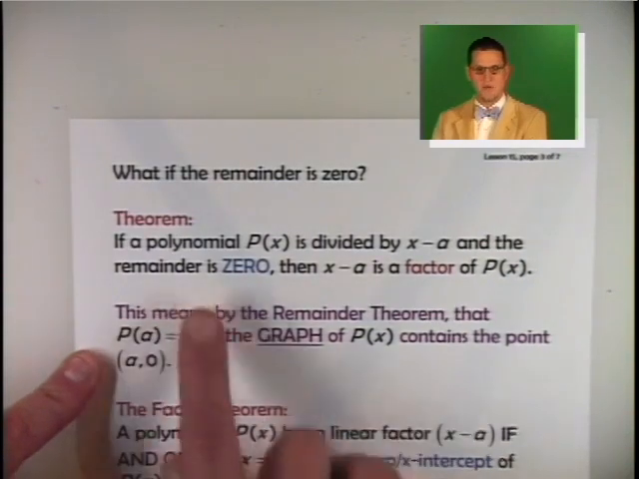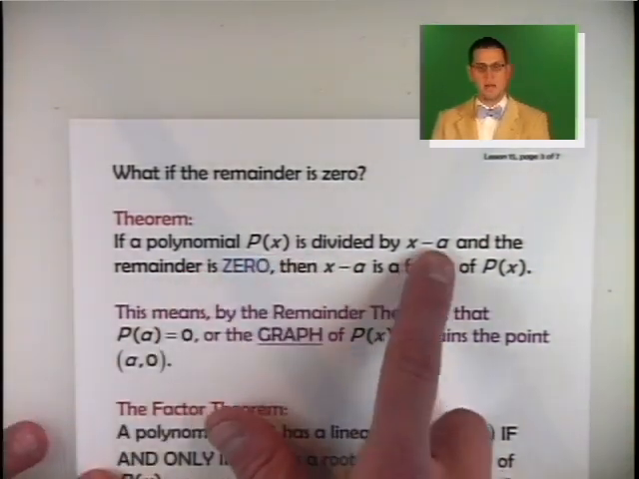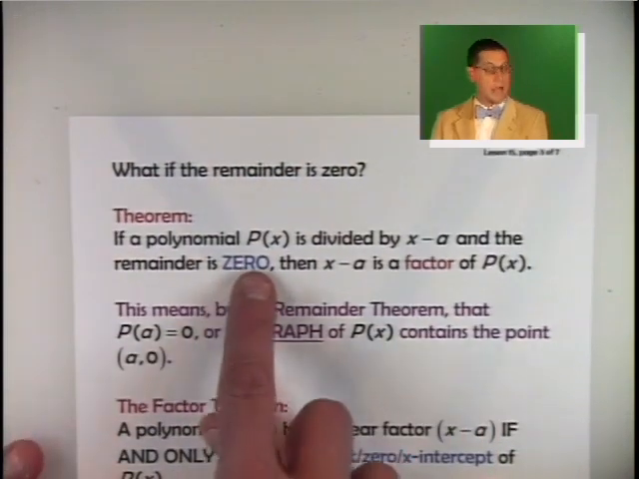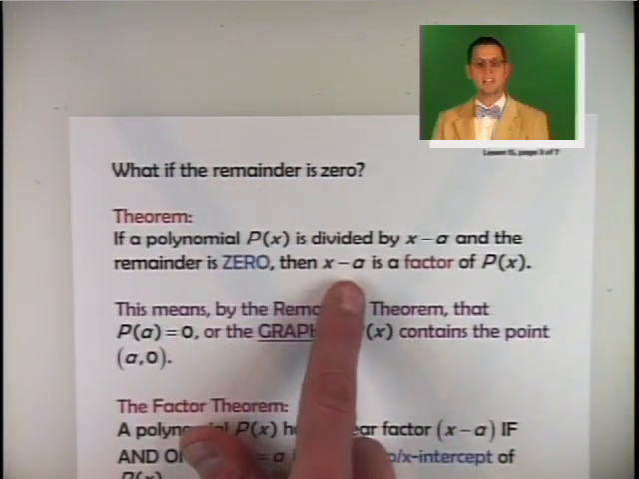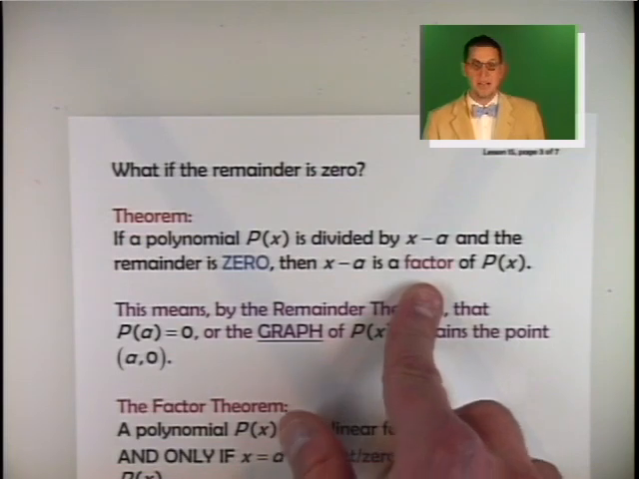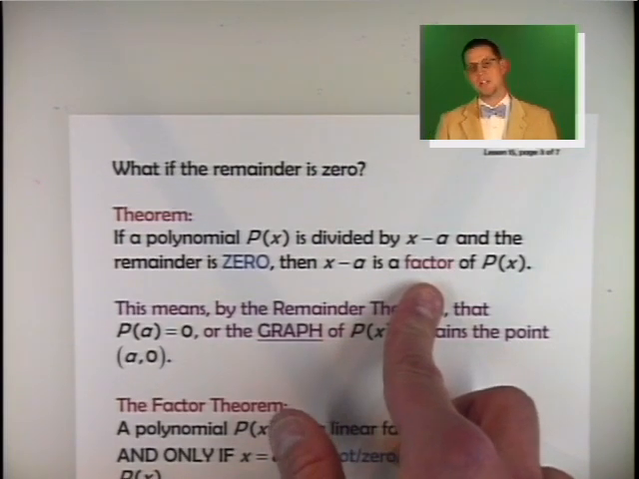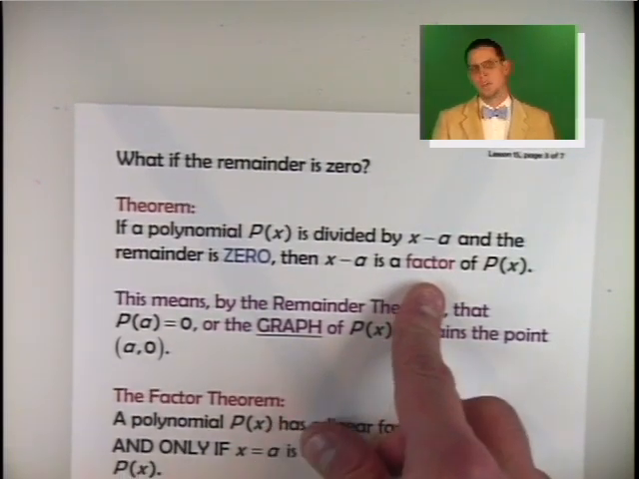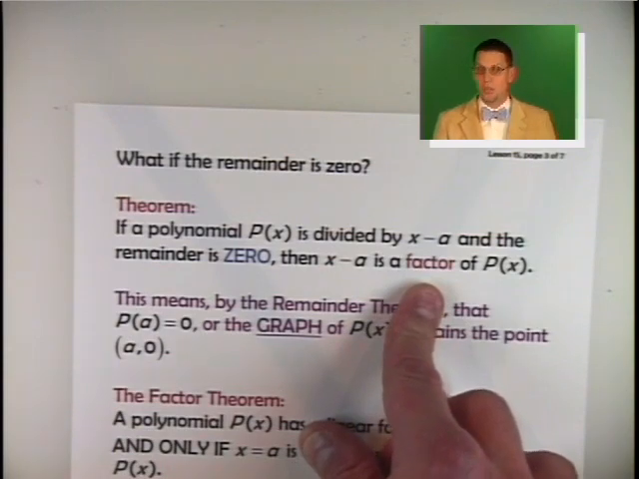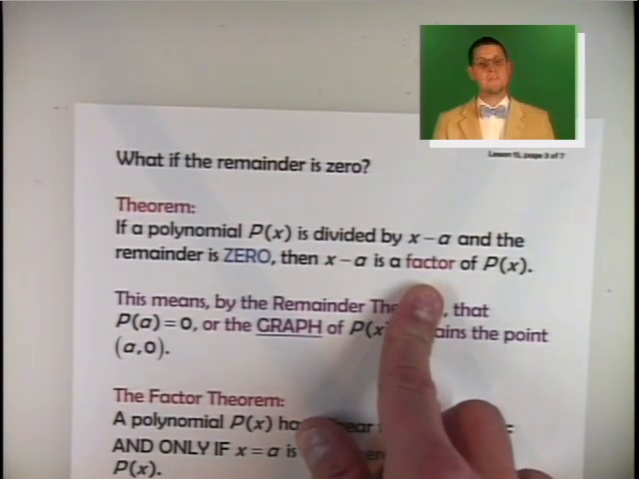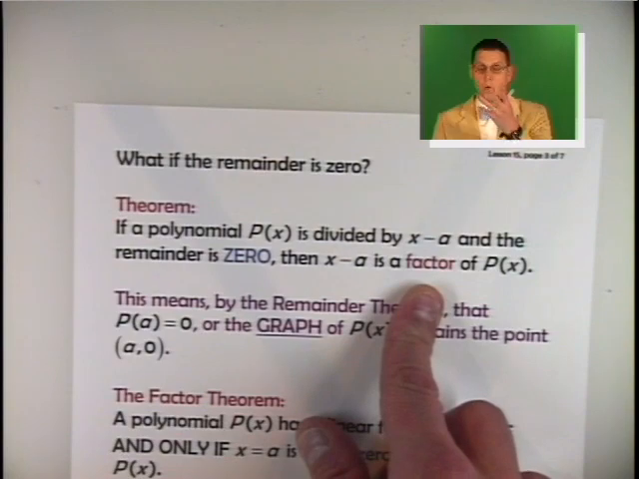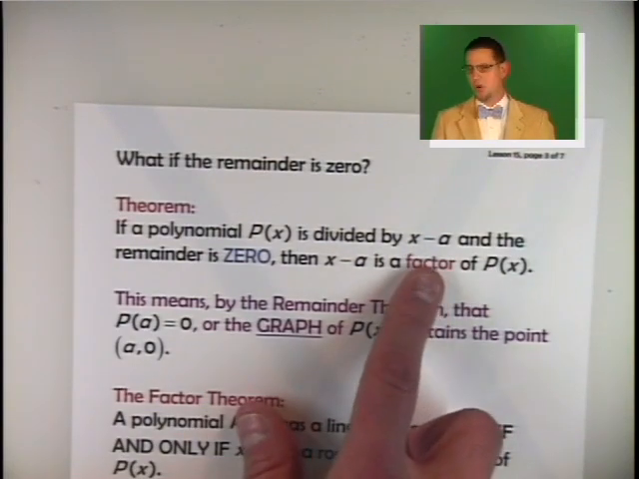It says, if a polynomial p of x, again, is divided by x minus a, and the remainder happens to be 0, then x minus a is, in fact, a factor of the polynomial. Just like 36 divided by 4 is 9, remainder 0. That means 4 is, in fact, a factor. And so is 9, by the way. The quotient would also be a factor.